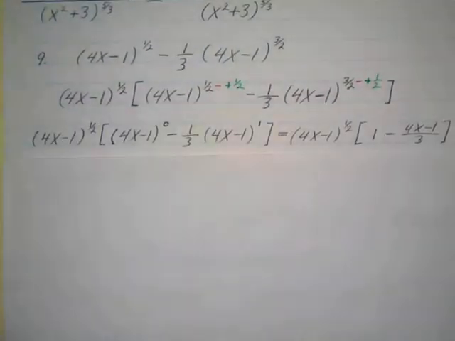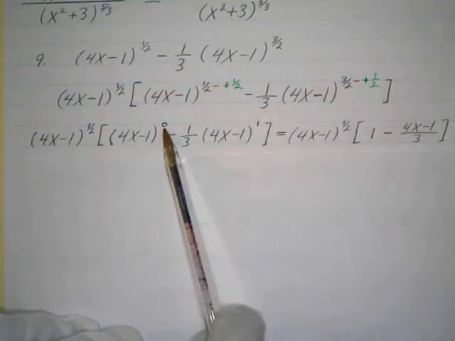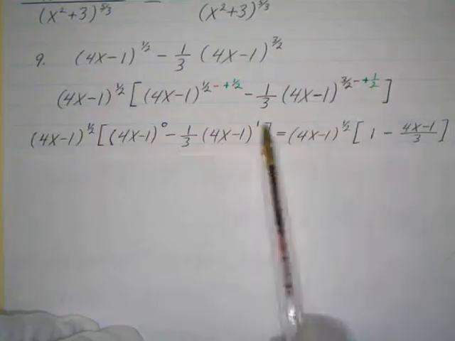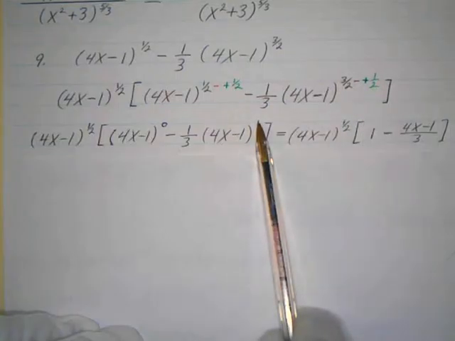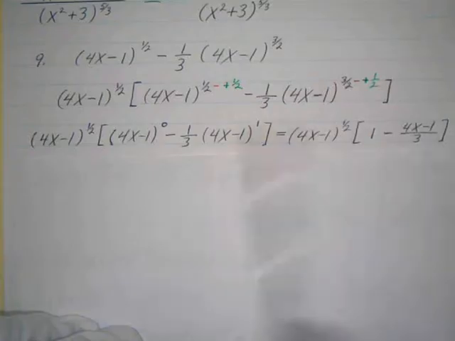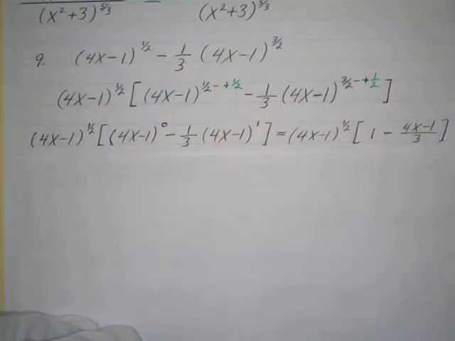And this is what we have now. This is the 4x minus 1. And then 1/2 minus 1/2 is 0. And then 3/2 minus 1/2 is 2/2, which is 1. All right, so this is just 1. And then this is going to be 4x minus 1 over 3. So I just put it over 3 like this. Okay, so that's all pretty understandable.